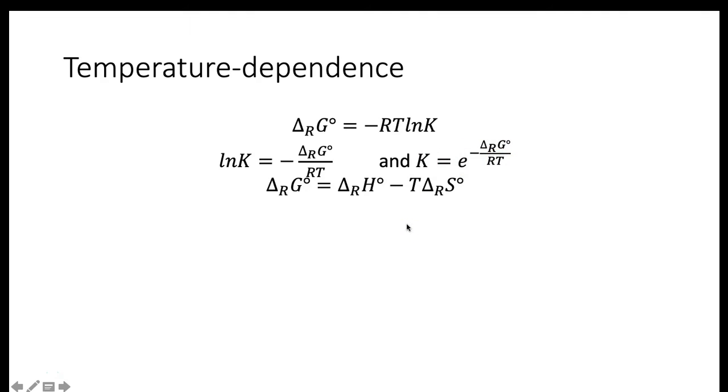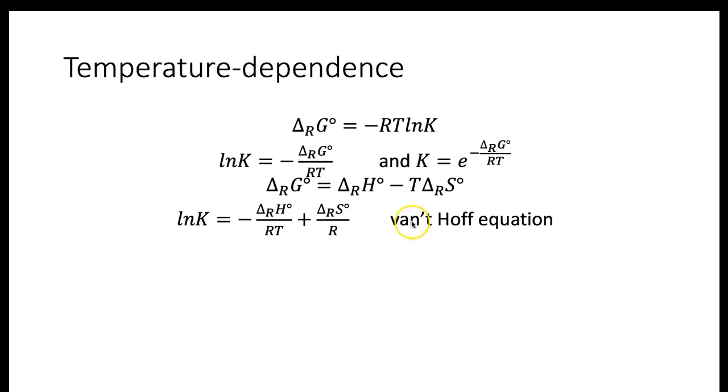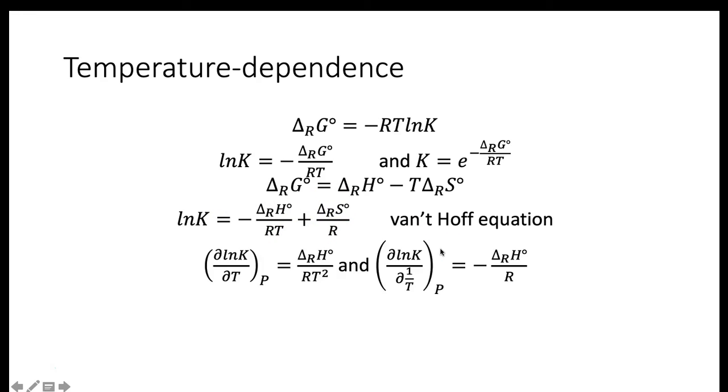We also know that at constant temperature and pressure, the Gibbs free energy is delta H minus T delta S. So there's another temperature dependence, and we're going to substitute that in here. Then our natural log of K reduces to minus delta H over RT plus delta S over R. And that's what we call the van 't Hoff equation.